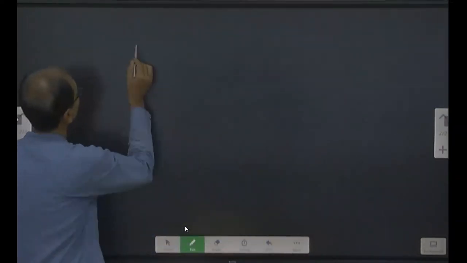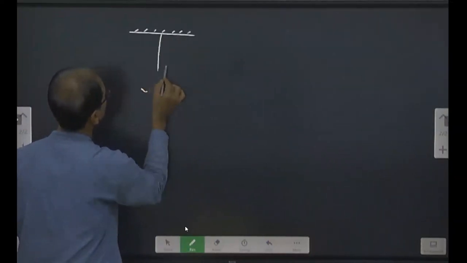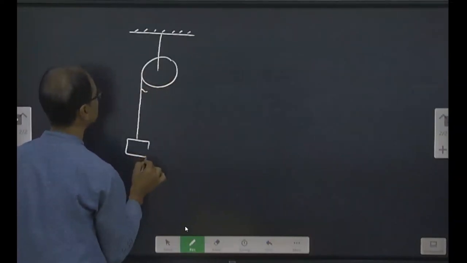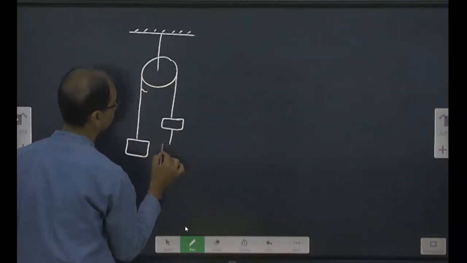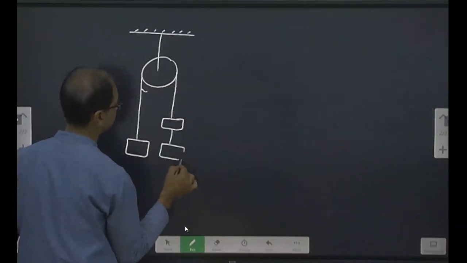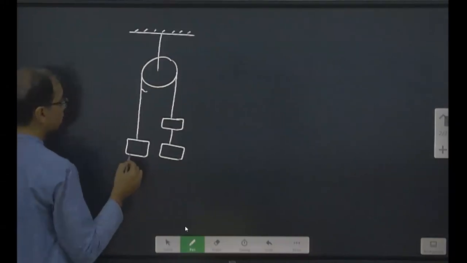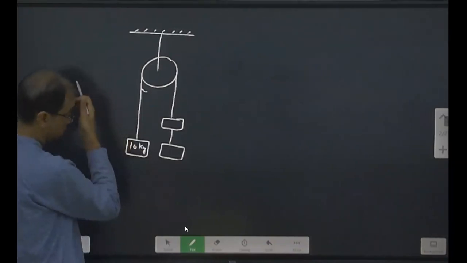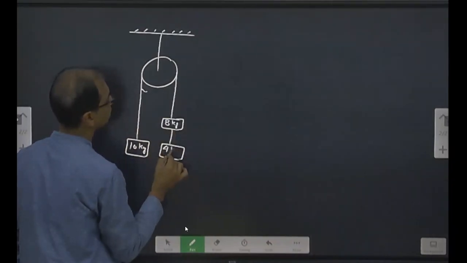Now this time the question is, this is a pulley. Here is one mass, here is one, and there is another one, like this. This is, let's say, 10 kg. This is 8 kg. And this is 4 kg.